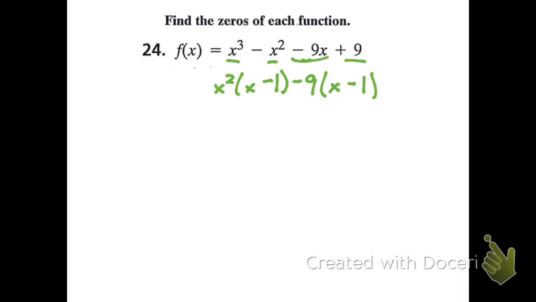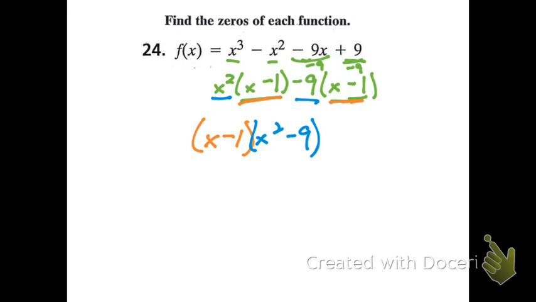Because if you divide each of these by negative 9, that's how you get the minus 1, that's how you get the x. Now, since they both have this in common, maybe I'll change my color here to make sure you understand what I'm talking about. They both have this in common, I can factor that out. X minus 1. What am I left with? X squared minus 9. I'm going to throw those in parentheses. Okay. Now, not factored yet, but now I'm a little closer.